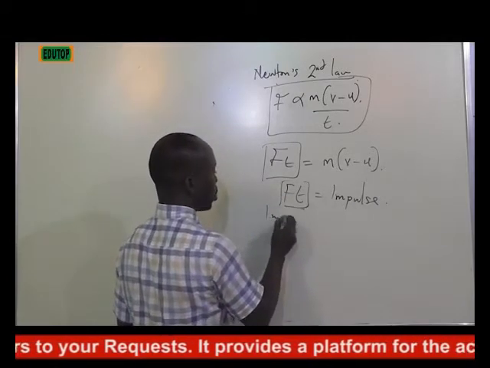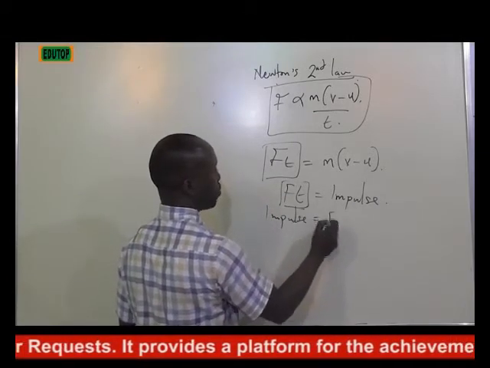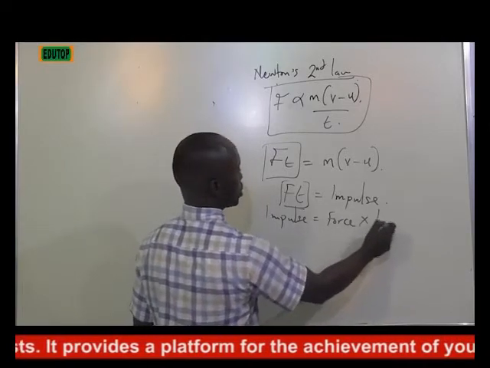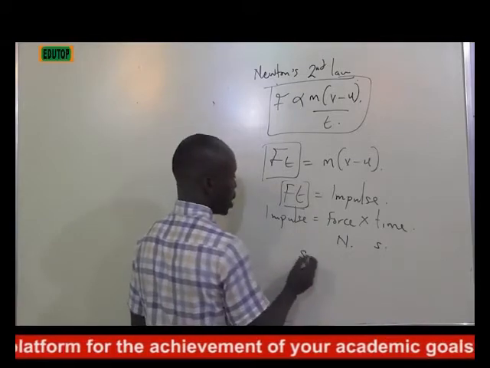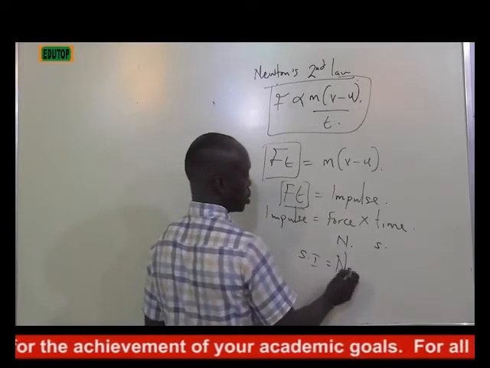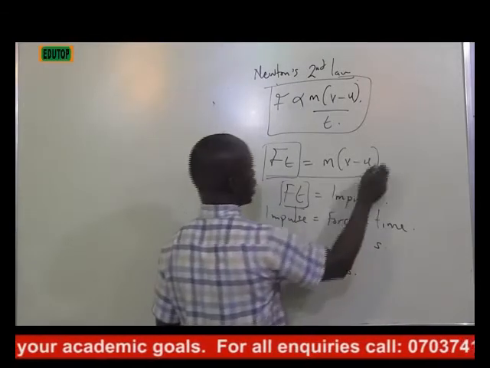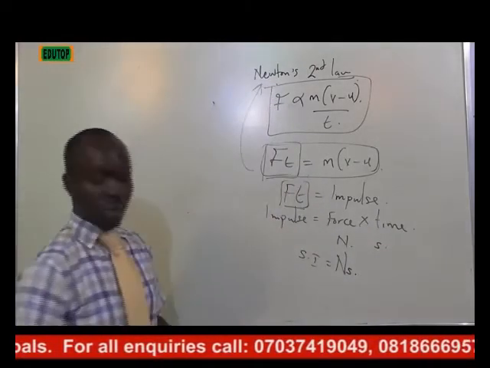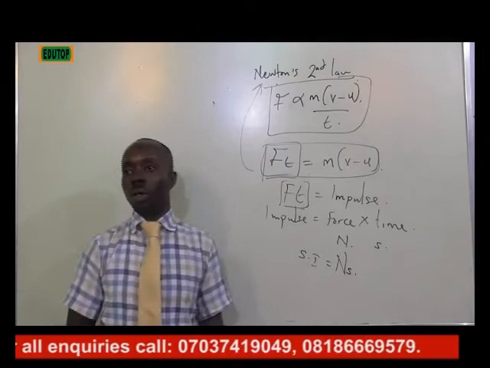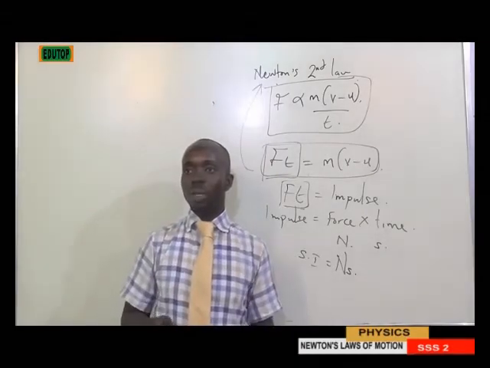So what is impulse now? Impulse is the product of force times time. Force in newtons, time in seconds. So the SI unit is newton seconds. From here now, this is our mathematical expression for Newton's second law. That's the derivation of the equation there.